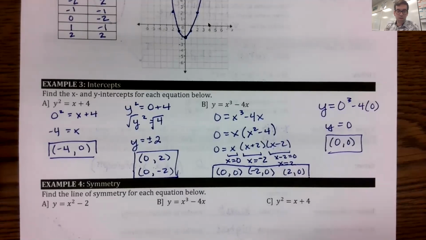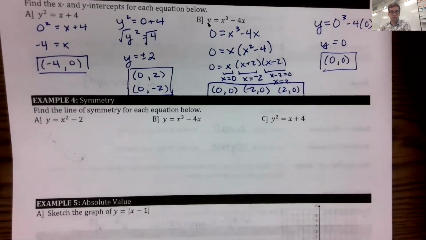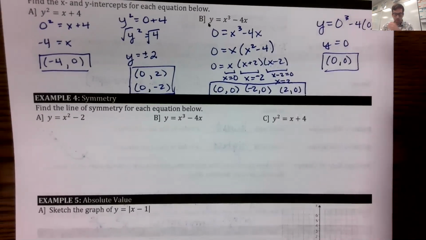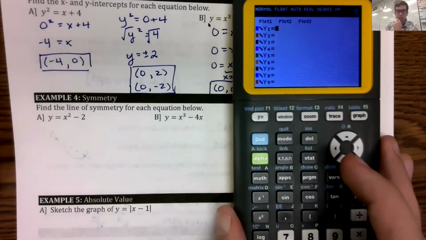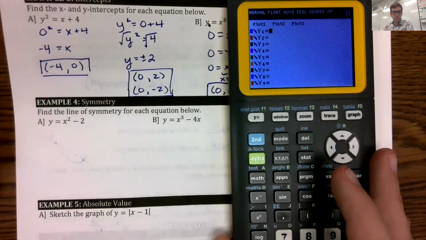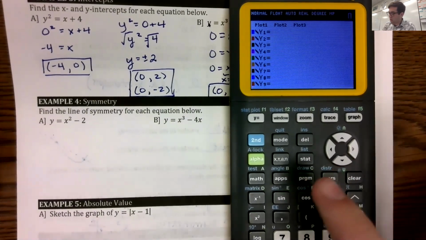And that brings us to example 4. Symmetry. Find the line of symmetry for each equation below. All right, so I'm going to use the graphing calculator to take a look at the graph so we can see if we can guess the line of symmetry. So let's see if I can find a spot here that doesn't have a glare. That looks pretty good. So I'm going to type in x squared minus 2.